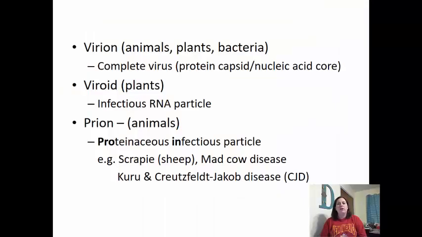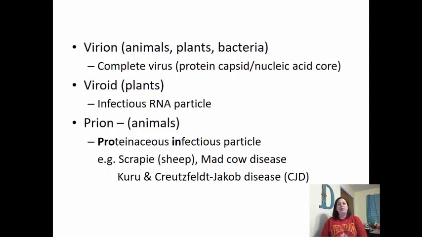A virion, when we look here, can be found with animals, plants, or bacteria. This is a complete virus, meaning that it contains a protein capsid with a nucleic acid core inside of it, whether that's DNA or RNA. We also then have viroids. Viroids are only seen in plants, and these are infectious RNA particles. They don't contain the protein capsid, they're just the RNA strand, and because of this, they're not considered a complete virus or what we call a virion. Then we have prions. These are found in animals. These are the proteinaceous infectious particles.